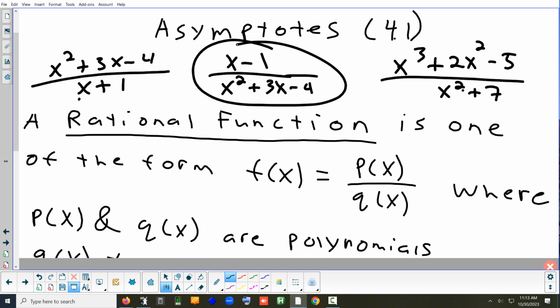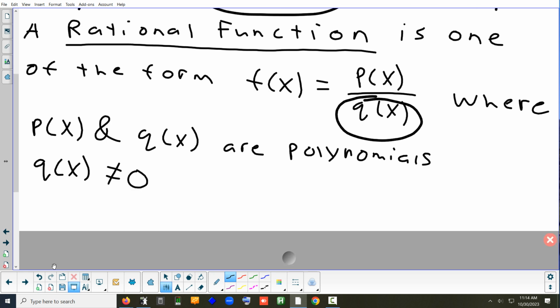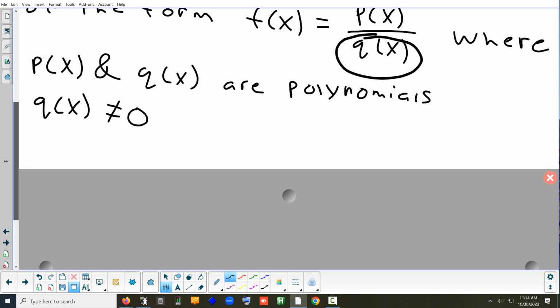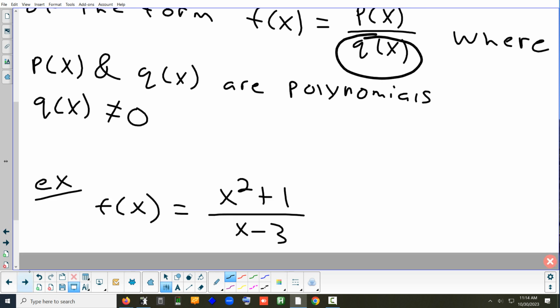Okay? Now, the top is a polynomial, the bottom is a polynomial. There is one thing that the bottom can't be, though. What are you never allowed to let the bottom be? Yeah. The bottom cannot equal 0. If it did, then you wouldn't have a rational function. Does a rational function need to be rational? Well, rational means it's a fraction. Oh. So it has to be able to be a fraction.